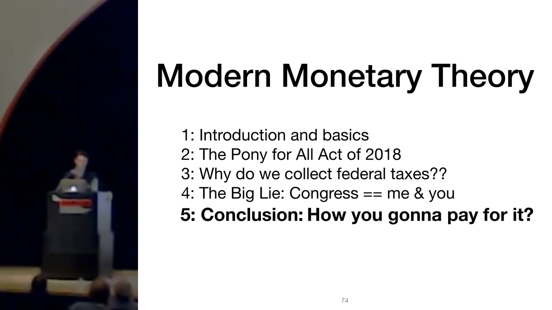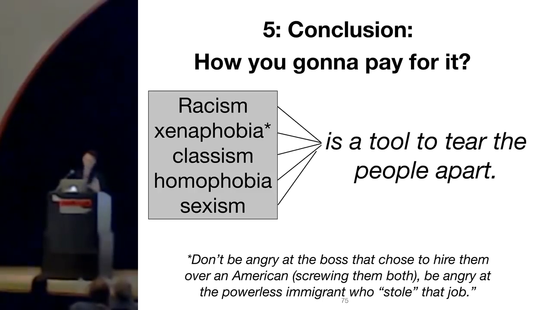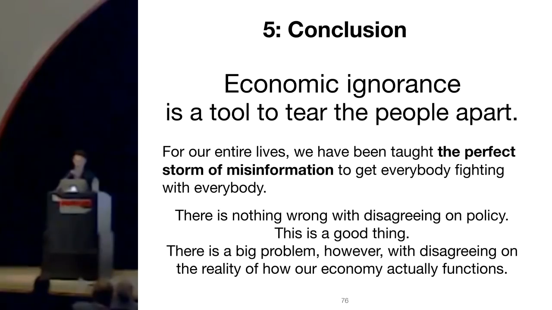Last chapter. Racism. Racism is a tool to tear the people apart. Xenophobia is a tool to tear the people apart. Don't be angry at the boss that chose to hire an immigrant over an American, screwing both of them. Be angry at the powerless immigrant. Classism is a tool to tear the people apart. Homophobia and sexism, these are all tools to tear the people apart. Economic ignorance is a tool to tear the people apart.